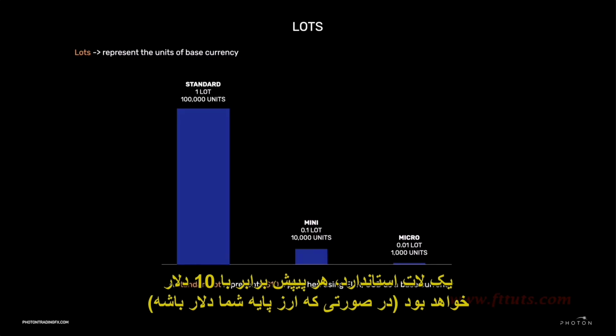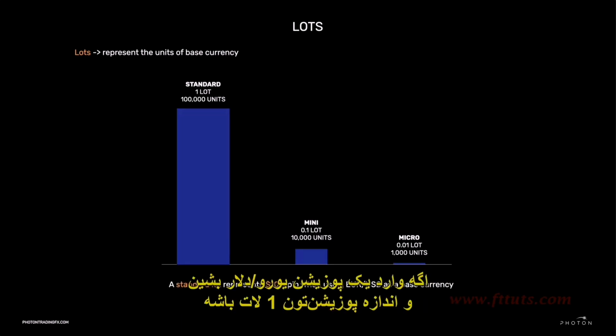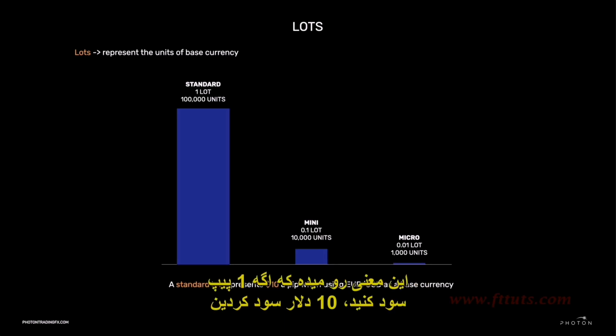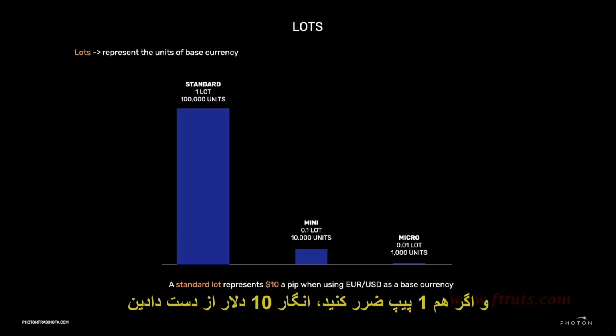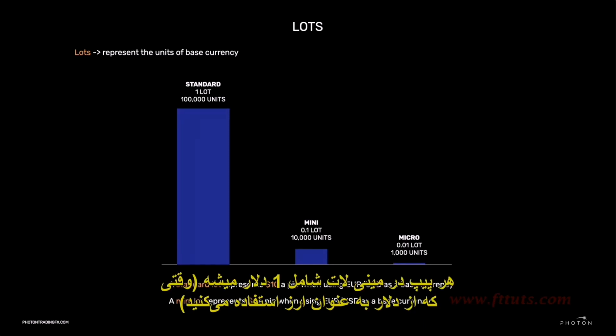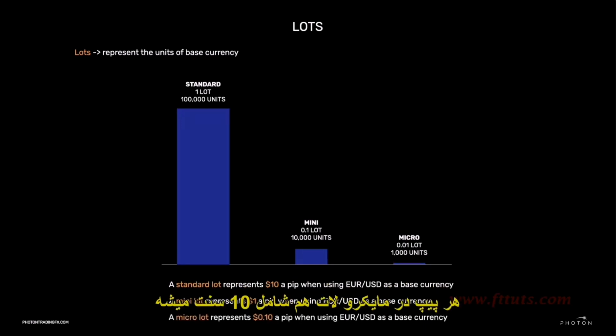Now, a standard lot represents $10 a pip when using euro-dollar as your base currency. So if you entered a euro-dollar position with a one lot position size, what this means is that for every pip that it moves in your favor, you will make $10. But then for every pip that it moves against you, you will lose $10. A mini lot represents $1 a pip when using euro-dollar as your currency, and then a micro lot would just represent 10 cents a pip.